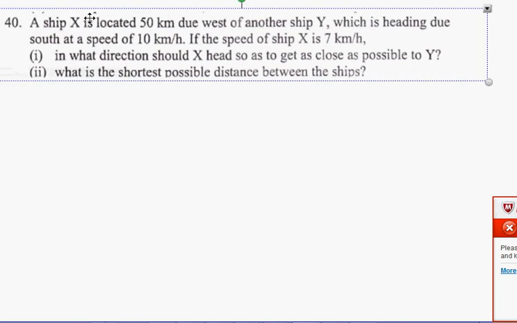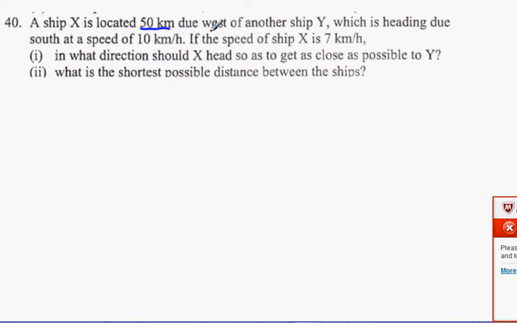Now, a ship X is located 40 kilometers due west of another ship Y, which is heading due south at a speed of 10 kilometers an hour. If the speed of ship X is 7 kilometers an hour, in what direction should X head to get as close as possible to Y?